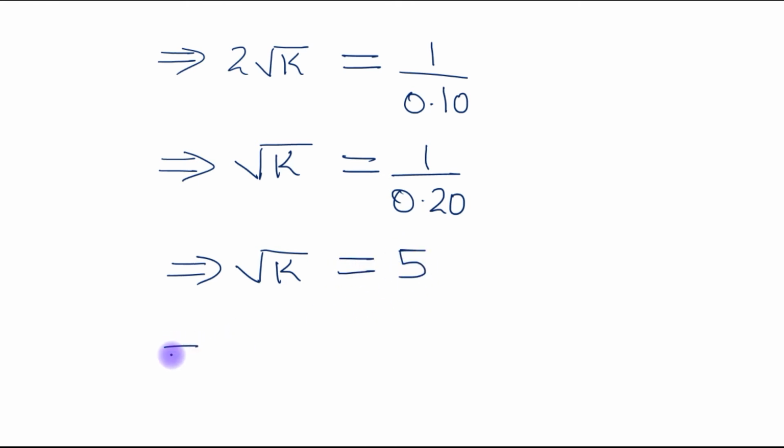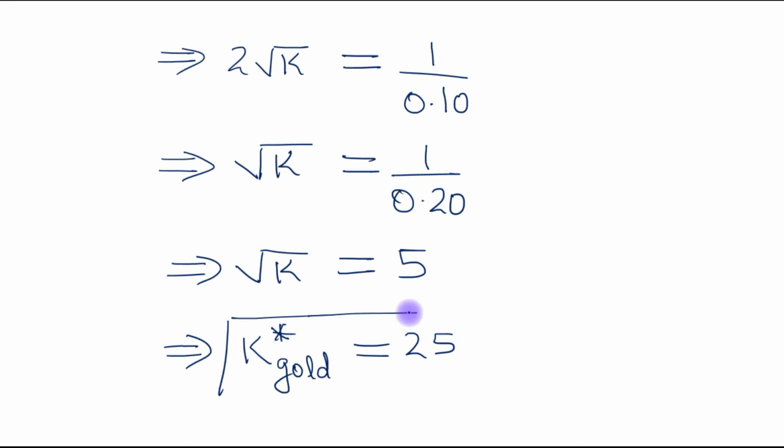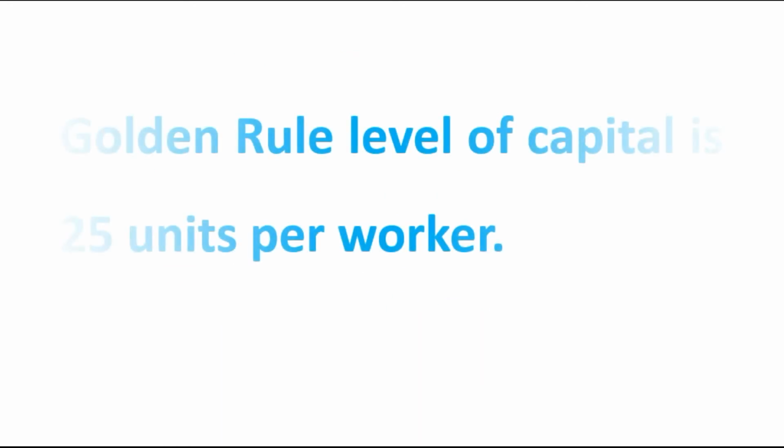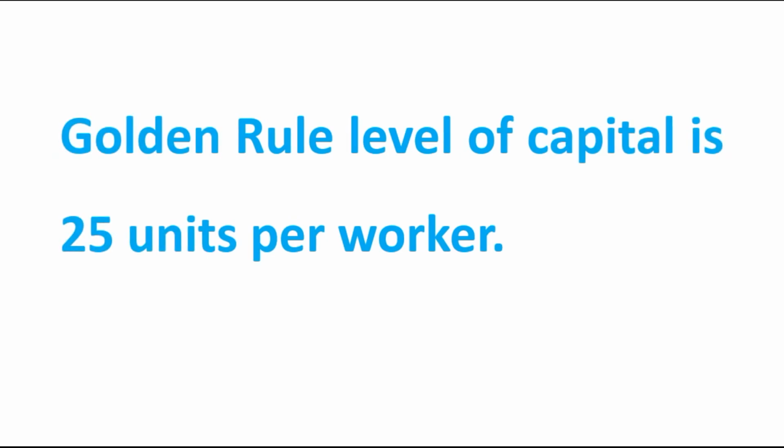So our golden rule level of capital, which is k star gold, will be 5 squared, which is 25. This is our golden rule level of capital. We can write golden rule level of capital is 25 units per worker. Clear?